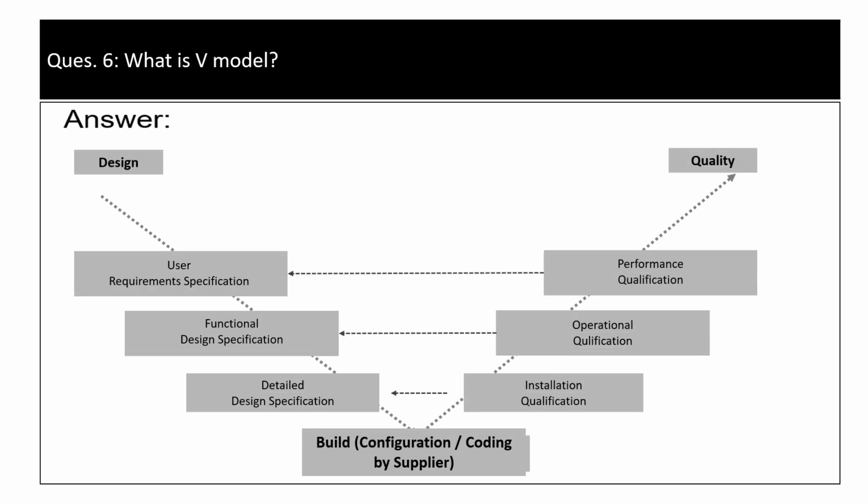Question number 6, what is the V model? The answer: first, the software will be built by the supplier. The design of the software includes user requirement specification, functional design specification and detailed design specification, and the quality of that product must be validated as per IQ, OQ, PQ. For example, IQ should be verified as per the detailed design specification, OQ should be verified as per the functional design specification, and PQ should be verified as per the user requirement specification.